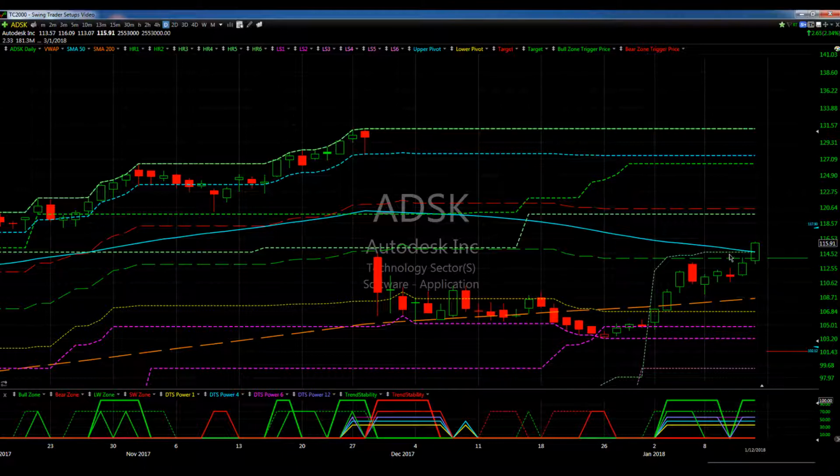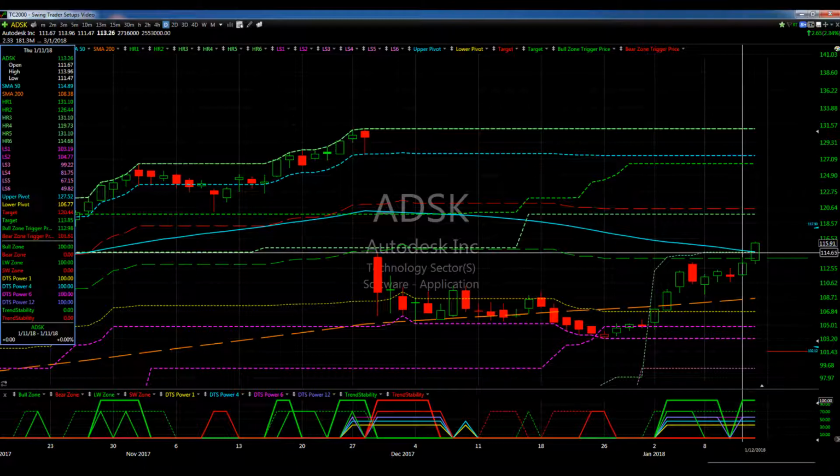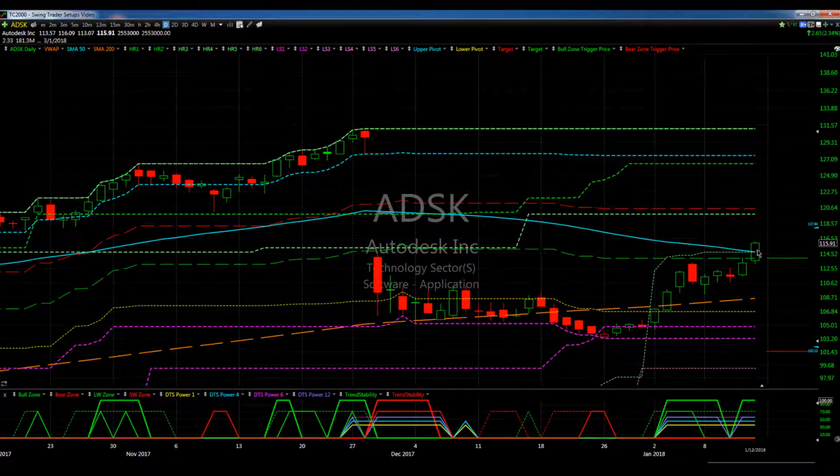So Monday morning or Tuesday morning, if this stock gaps down and holds this level of this 50-day, a pullback to that and then an explosion back up wouldn't surprise me at all. It may not pull back at all. It may gap up and go. But that's an opportunity if it does.